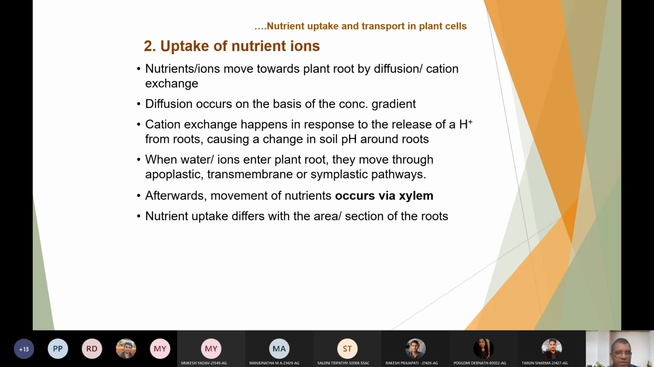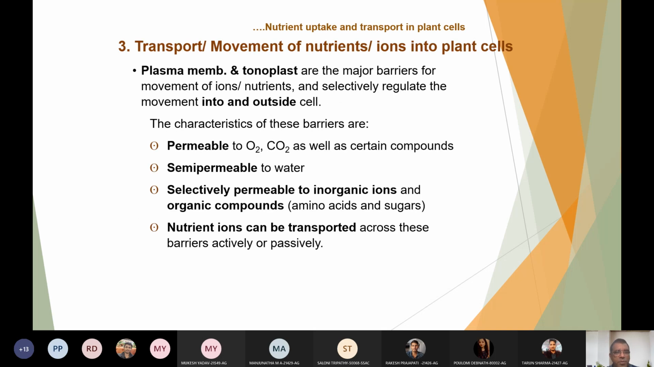Nutrient uptake differs with the area or section of the roots. So I have shown you the root structure where you have different regions. One region was root hair, apical meristem, differentiation zone. Different parts were there. So this uptake will vary with the section and also with the kind of nutrient. Now, transport or movement of nutrients or ions into the plant cells. How do they enter the plant cell? The plasma membrane and tonoplast are the major barriers for movement of ions.